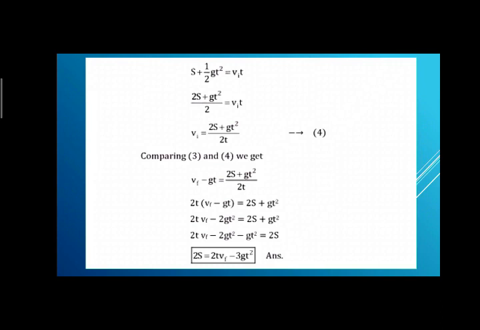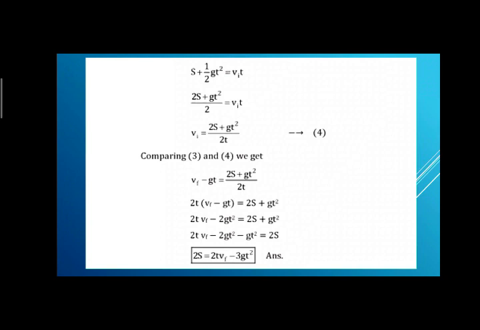Now compare equation number 3, that we found by using equation number 1, and equation number 4, where we found the value of vi from equation number 2. Compare both these equations. After the comparison, we get vf minus gt, that is equation number 3, is equal to 2s plus gt square divided by 2t, that is equation number 4. After the comparison, now simplify the equation to find the exact answer without the variable vi. So here we multiply 2t toward the left hand side and it becomes 2t vf minus 2gt square is equal to 2s plus gt square.